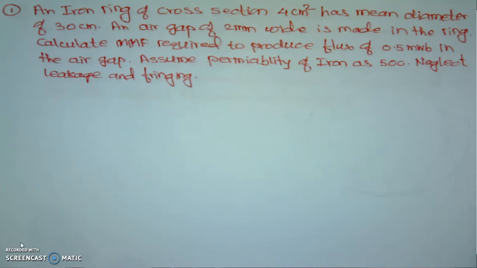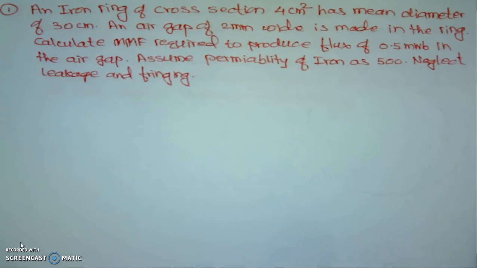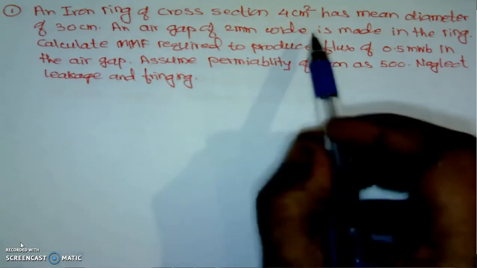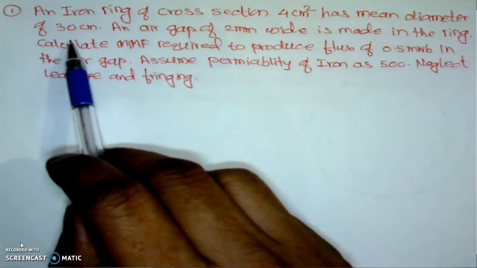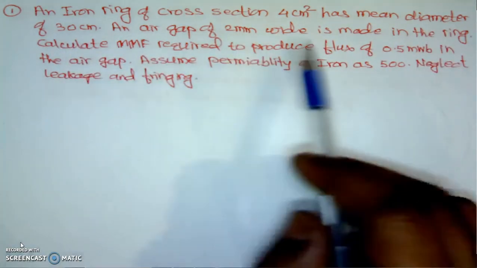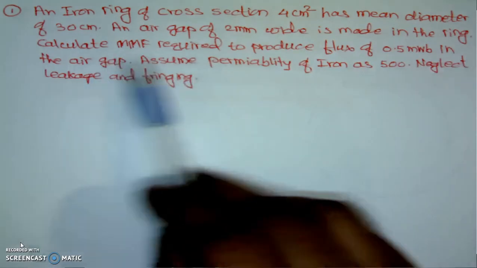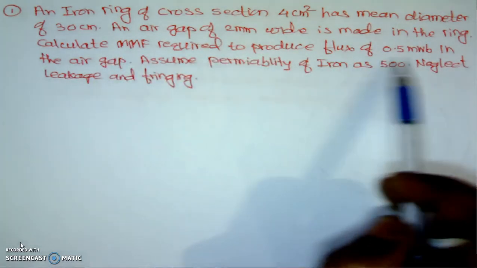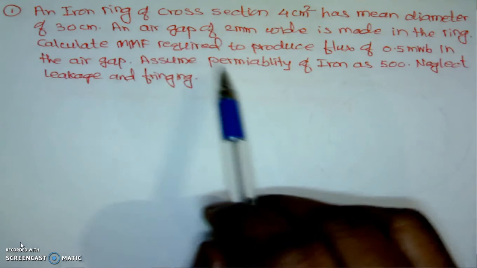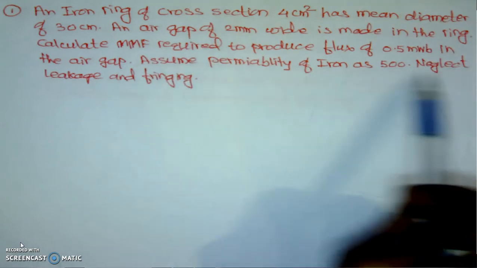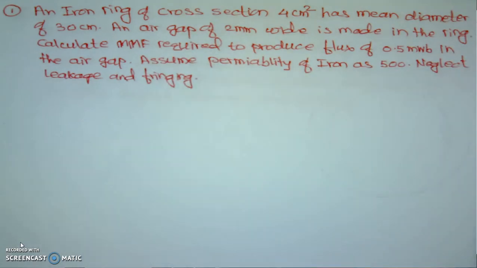In this video, we will try to solve the problems which are based on the magnetic circuit. I will start with a simple one. The problem is: an iron ring of cross section 4 cm square has a mean diameter of 30 cm. An air gap of 2 mm wide is made in the ring. Calculate the MMF required to produce a flux of 0.5 milliweber in the air gap. Assume the relative permeability of the iron as 500 and neglect the leakage and fringing. This is the given problem.